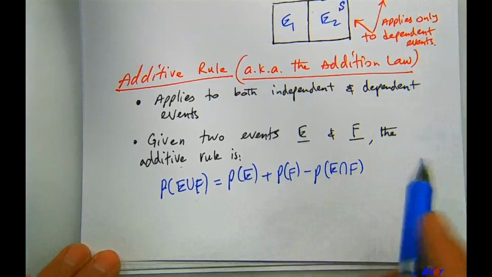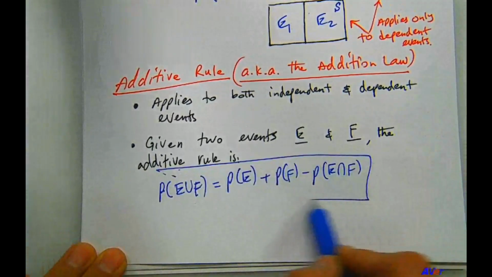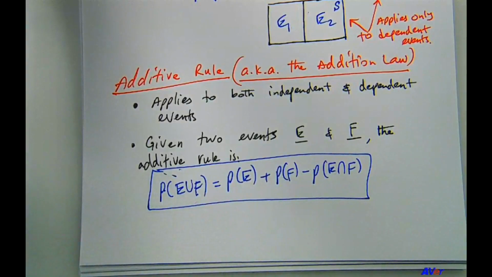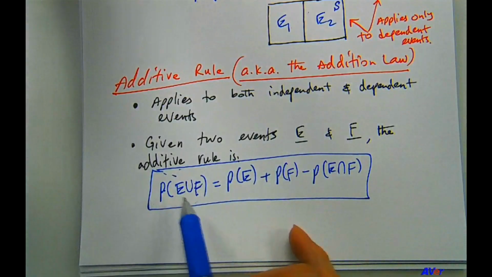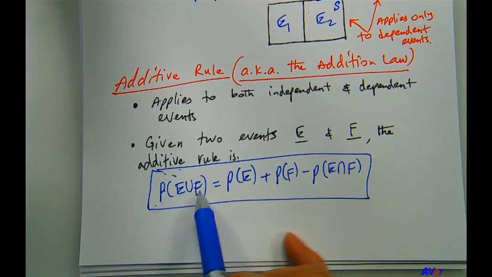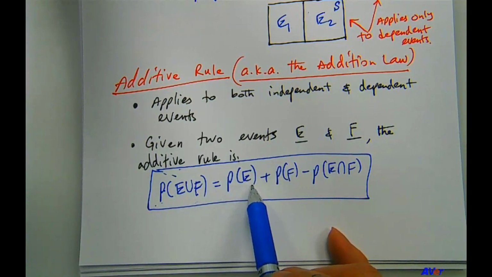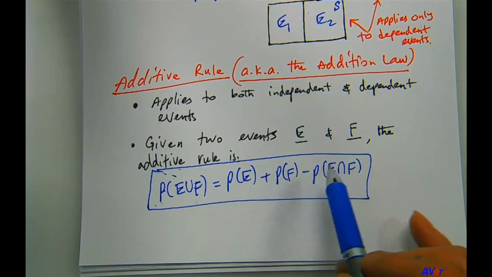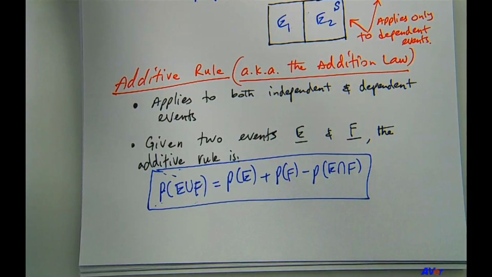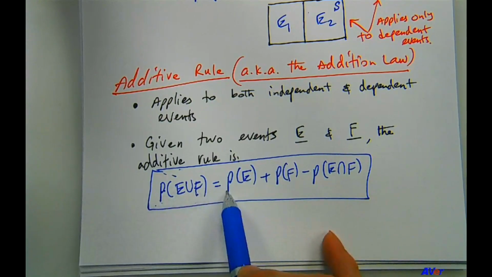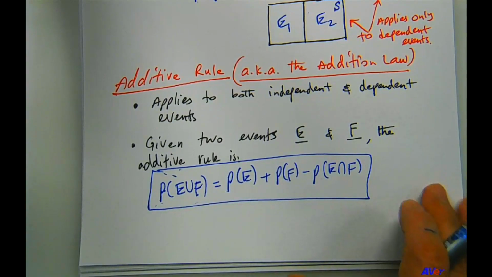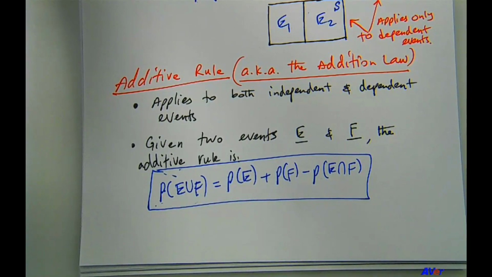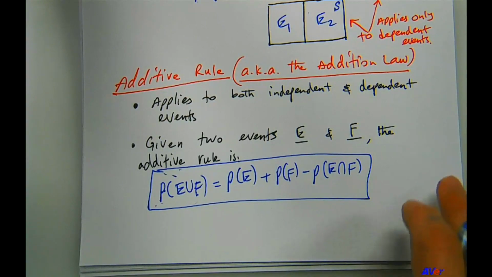Some of you, or all of you, may remember this as a variation of the counting formula. Remember that? Lowercase n of E union F equals lowercase n of E plus lowercase n of F minus lowercase n of E intersection F. This is a variation of that, but this time it doesn't apply to counts as it did with the counting formula. It applies to probability of events. Okay, so you can tell that we're getting deeper and deeper into calculating probabilities.